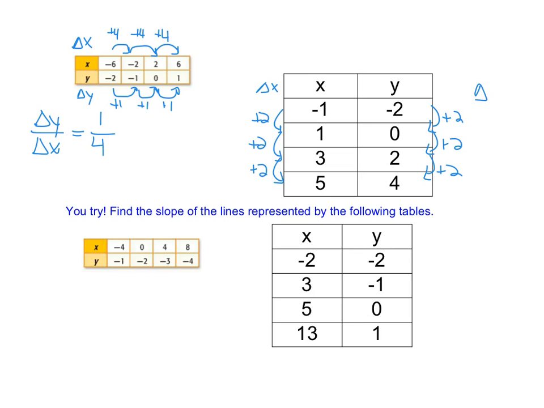So when I find the change in y over the change in x, what am I going to get? I get 2 over 2. That simplifies to a whole number, which is 1. That's okay. A whole number is fine because we can always put it over 1 and make it into a fraction. All right, pause the video. You find the slope from the next two tables, then turn it back on to check your work.